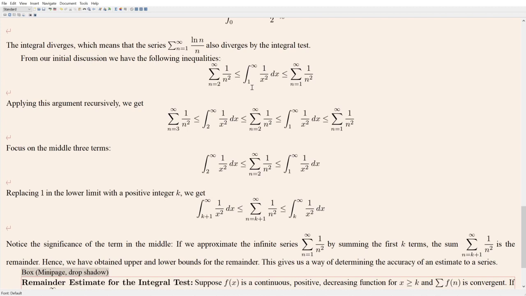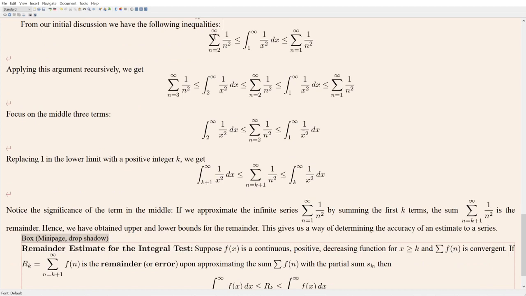Now, we can apply this argument recursively. Because here we have the sum starting at n equals 1. Here we have the sum starting at n equals 2. So let's just keep going, right? If the sum starting at n equals 1 is larger than the integral starting at 1, then the sum starting at n equals 2 is going to be larger than the integral at 2. So that's exactly what I've done here. I took this guy and I just did the argument again.